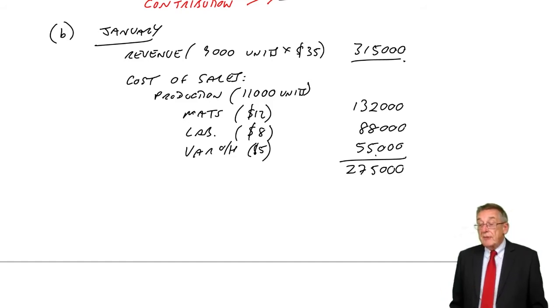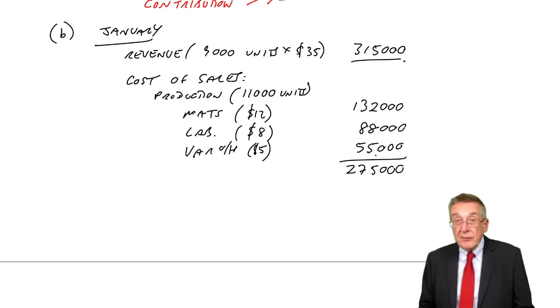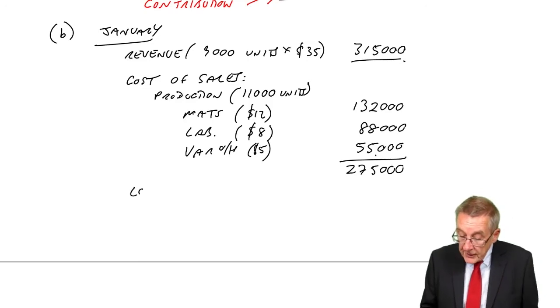However, that's the cost of the 11,000 produced. To get the cost of the 9,000 sold, subtract the closing inventory.